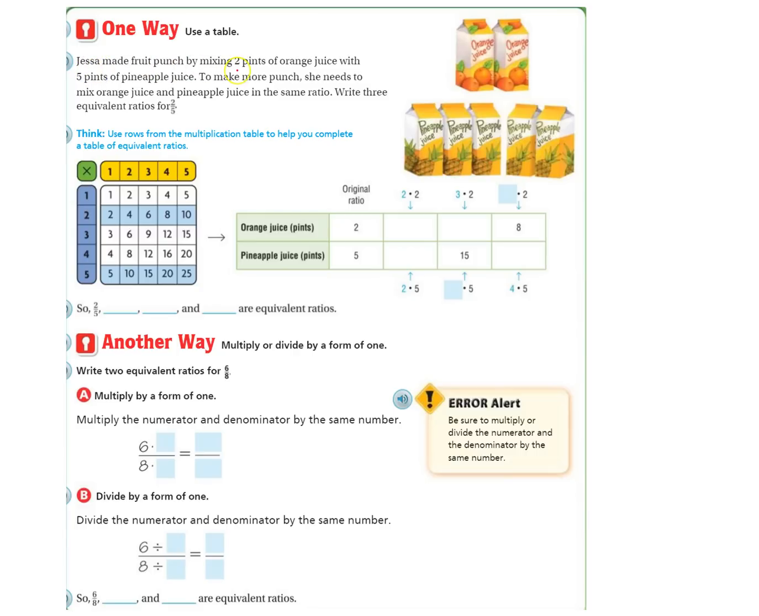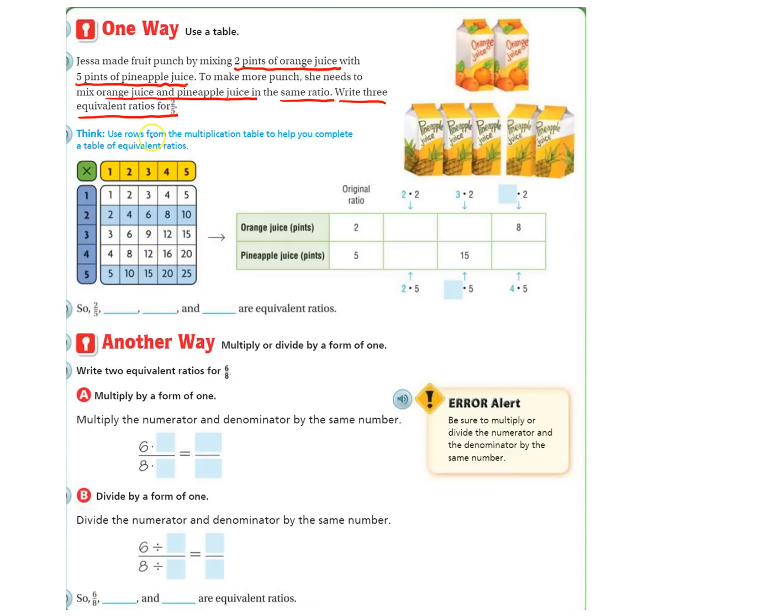Jessa made fruit punch by mixing 2 pints of orange juice with 5 pints of pineapple juice. To make more punch, she needed to mix orange juice and pineapple juice in the same ratio. Write 3 equivalent ratios for 2/5. So again, for this particular problem, they're going to use the multiplication table chart, which is a great strategy.